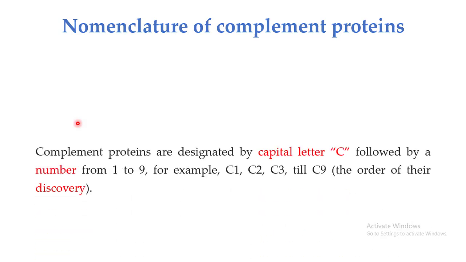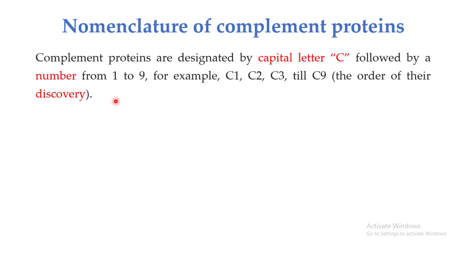Before going into the pathway, the nomenclature of the complement proteins is very important to understand. These complement proteins are designated by the capital letter C, followed by a number from 1 to 9. For example, C1, C2, C3 till C9. These numbers, 1, 2, and 3, actually show the order of their discovery. So C1 would be the first complement protein to be discovered, followed by C2, then C3, and so on.